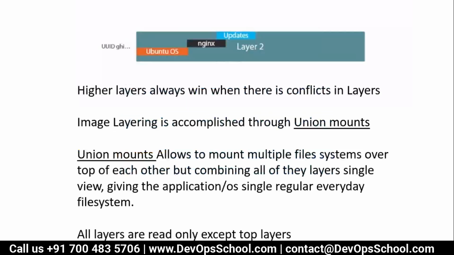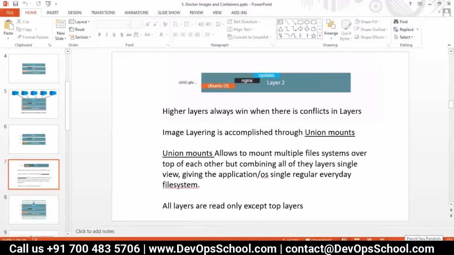Now the question is, when an image has multiple layers and you create a container from the image, how are these different file systems, the layers, merged together? Because in the container you see only one file system, so multiple file systems have to be merged. These are the merging rules that get applied at runtime whenever you create a container from an image. Let's understand this. When there is a conflict, the higher layer always wins. What is the meaning of it? Let's understand through an image.